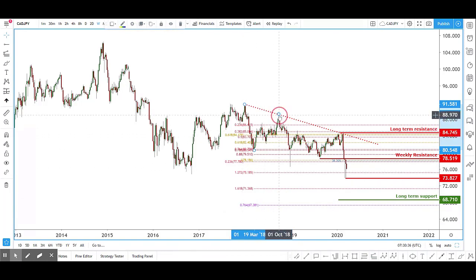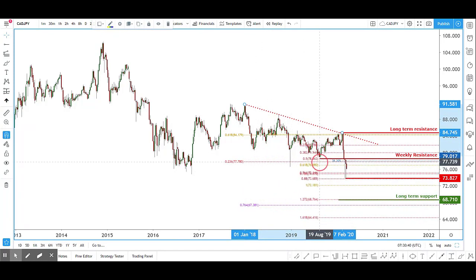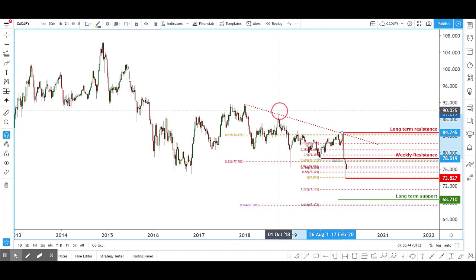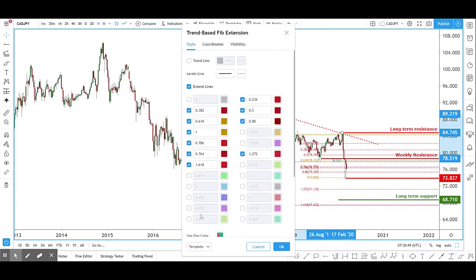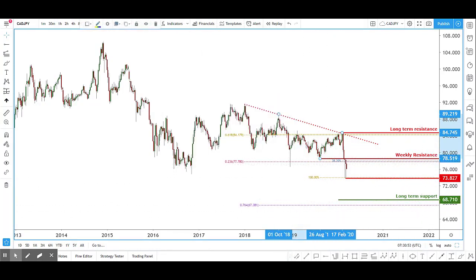127.2, not really. Or what about this extension here? Right, so this seems like a strong level to break, and only price breaking below will see a drop towards the long-term support. So let me just draw the arrow so that you guys are not confused about the one-time movement.